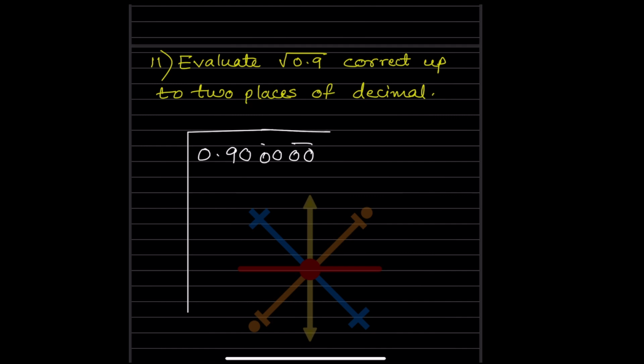So here, because the first one is 0, you are going to put 0 here. Now concentrate on this 90. 9 nines are 81, because 10 tens will be 100, so that is not possible. So now it will be 9 over here. 9 plus 9 is going to be 18.